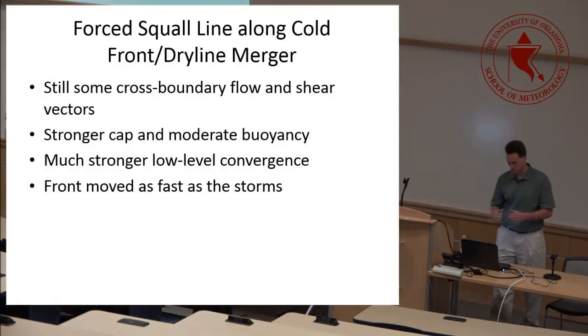Okay, so again, just the final summary of this case. We've got some mixed signals, but most importantly, stronger low-level forcing for ascent and faster movement of the boundary were probably the two key elements in forcing this over to a more linear mode with time. But again, the wind profile looked like supercell.